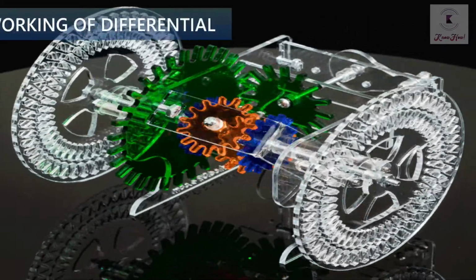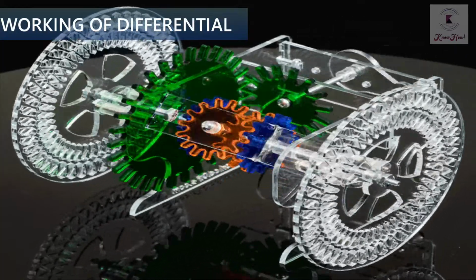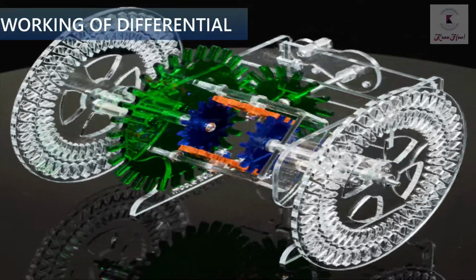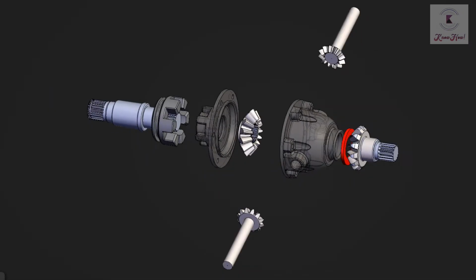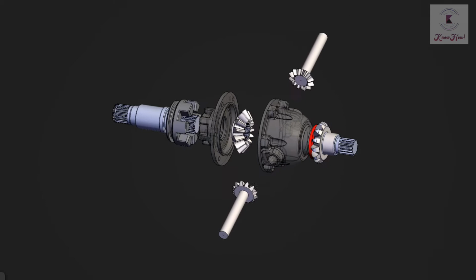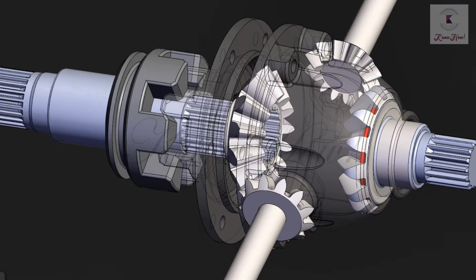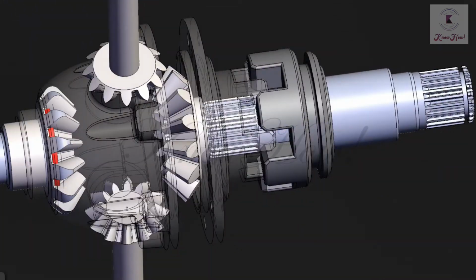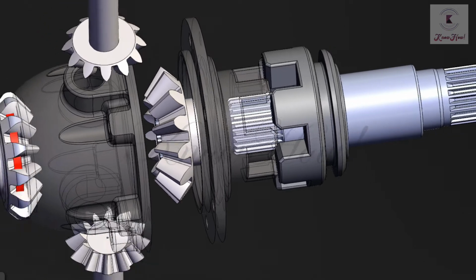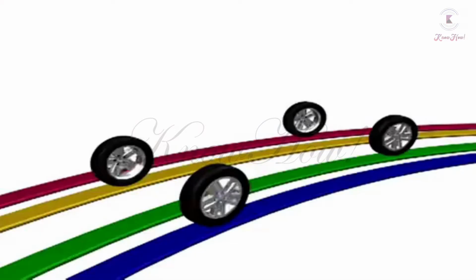Working of the differential. The input torque is transmitted to the ring gear through the drive pinion, which rotates the entire differential case. The differential case is connected to both the differential side gears only through the differential pinions. Torque is transmitted to the differential side gears through the differential pinions. The differential pinions revolve around the axis of the differential case, driving the differential side gears.